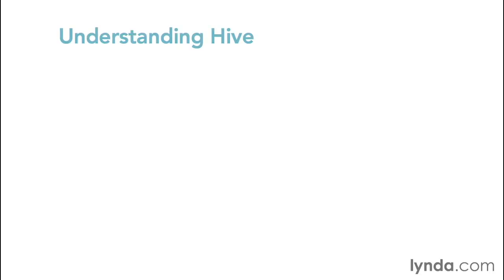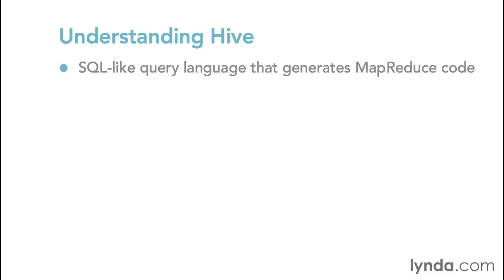Now let's understand a bit more about the mechanics of working with Hive. As mentioned in previous movies, Hive includes HQL, which is a SQL-like query language that will generate MapReduce code. Specifically, it'll generate one or more MapReduce jobs. And this is actually important in understanding the overhead in the implementation of Hive queries.